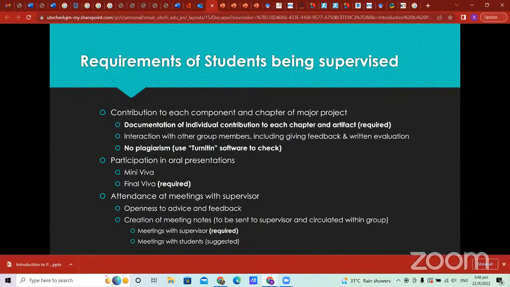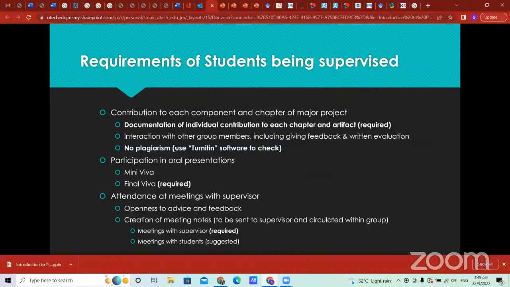Now the requirements for students. Every student must contribute to each component of the major project. So there should be some documentation of the individual contribution. You should interact with other group members, including giving feedback and written evaluation. Obviously, each individual student should not plagiarize. One way to check that is to use the Turnitin software that UTech subscribes to. You can use that in advance to check whether you and other group members are not in line with the requirements.